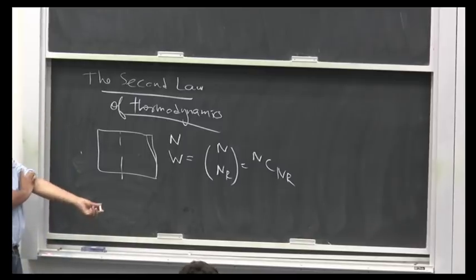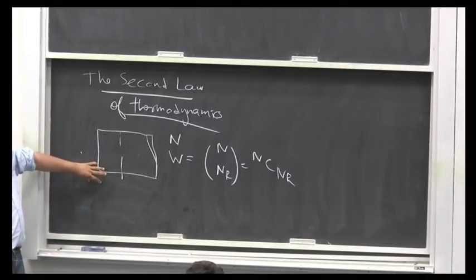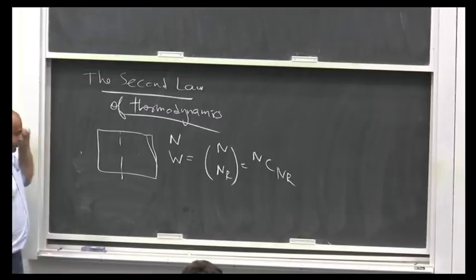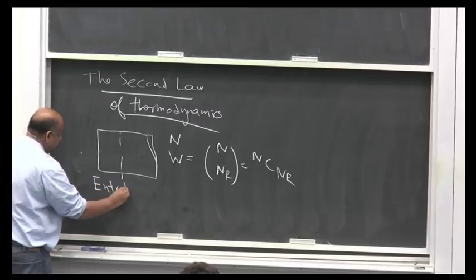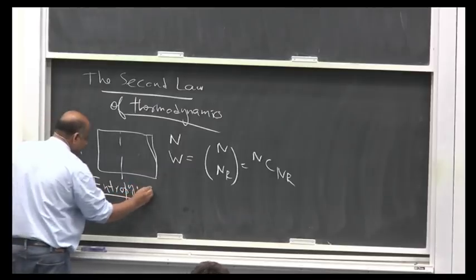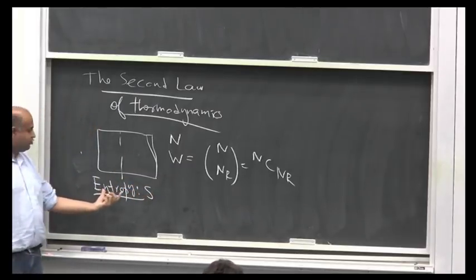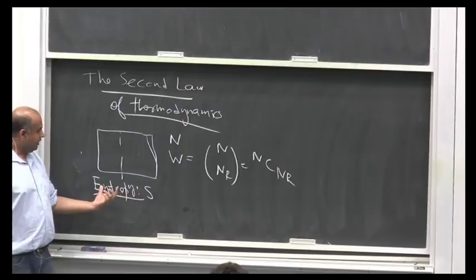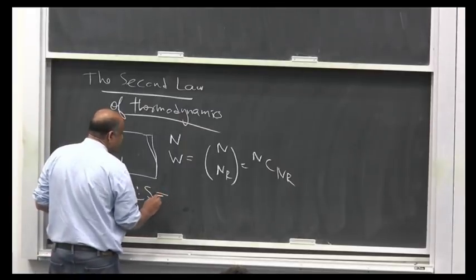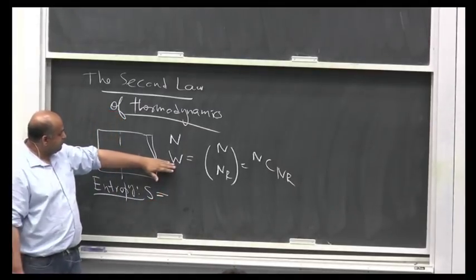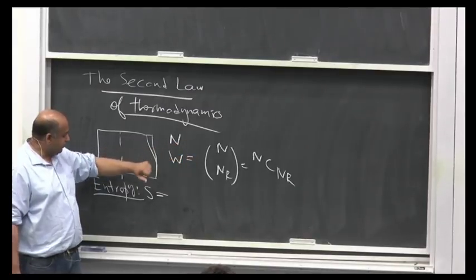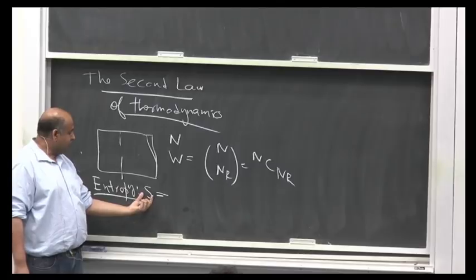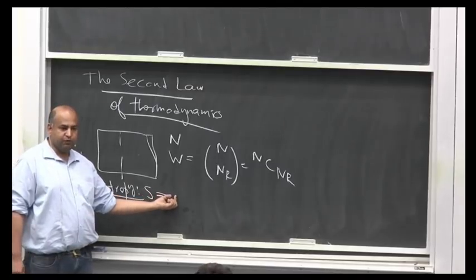Let's now define another quantity which will help us in discussing these things, and that is what we call entropy. So entropy is simply defined as a measure of possible number of ways for a given macrostate. So one simplest way of defining it would be, let's say we define S to be equal to W.